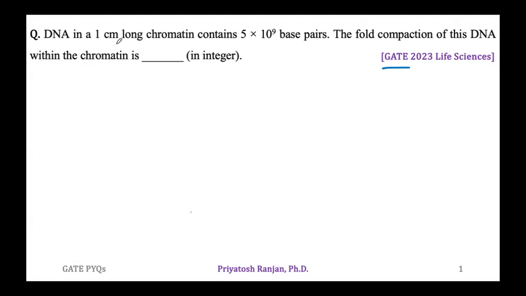The question is, DNA in a 1 centimeter long chromatin contains 5 into 10 raised to 9 base pairs. The fold compaction of this DNA within the chromatin.